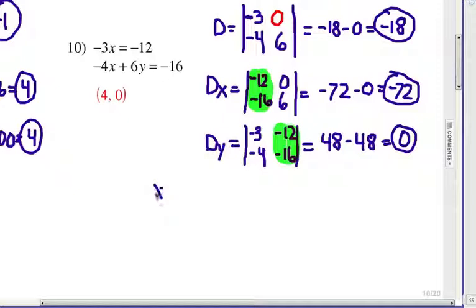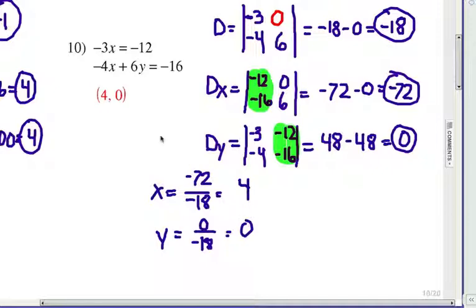Now for the x solution, of course, that's going to be our x determinant, which is negative 72, divided by negative 18, positive 4. All right, the y, this should be pretty simple. We're going to have the y determinant, which is 0, divided by the negative 18 determinant, and that is going to be 0. That's why our solution is the ordered pair 4, 0.